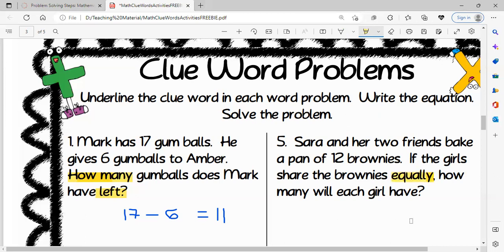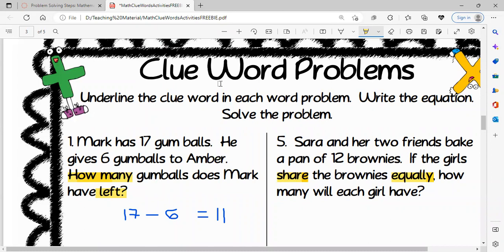Yes, please do. Share. So share equally tells us what operation we're going to be using. Division. Does everyone understand that? Yes, miss. If we look back at the keyword list, you would see that. All right. So let's go ahead with an equation now.